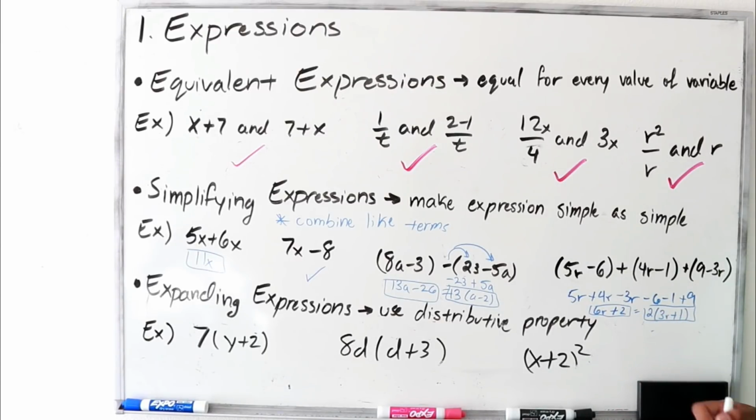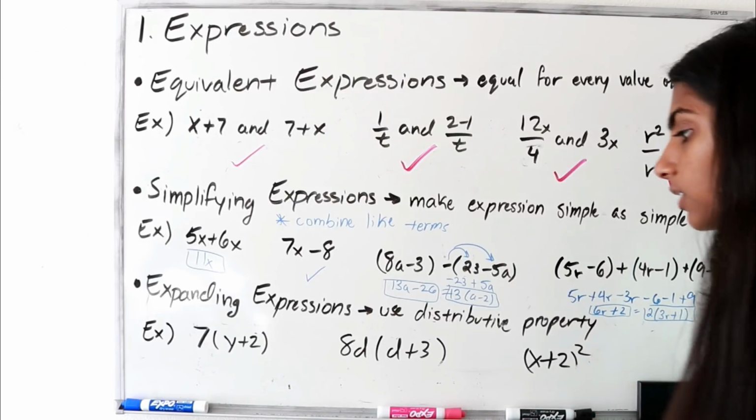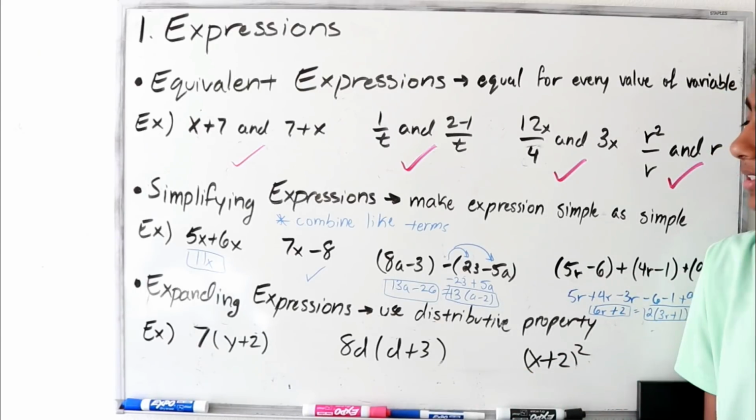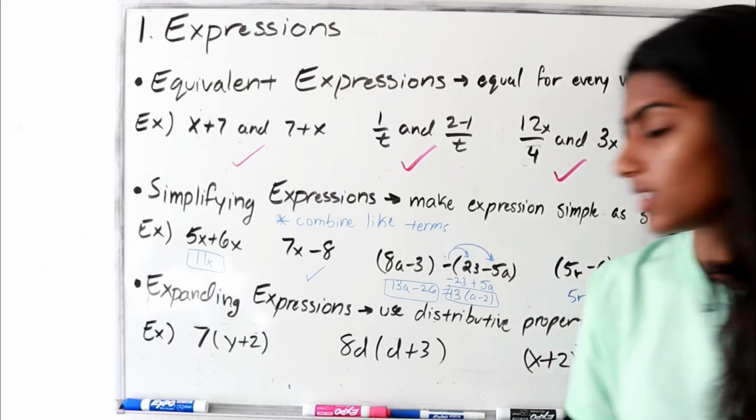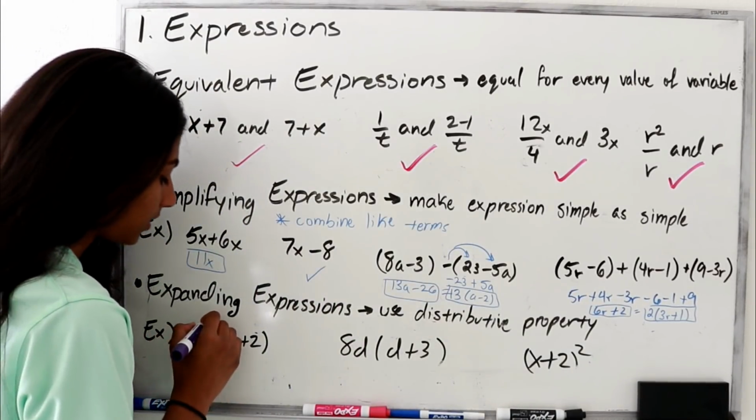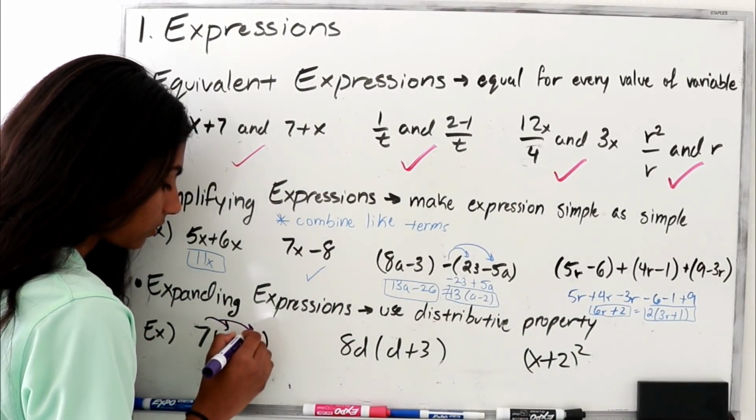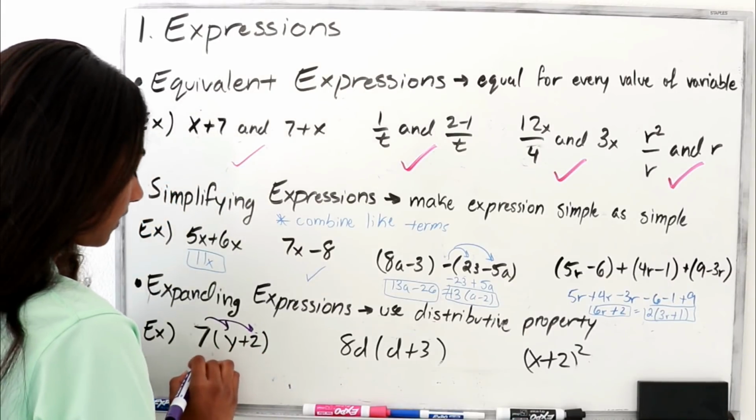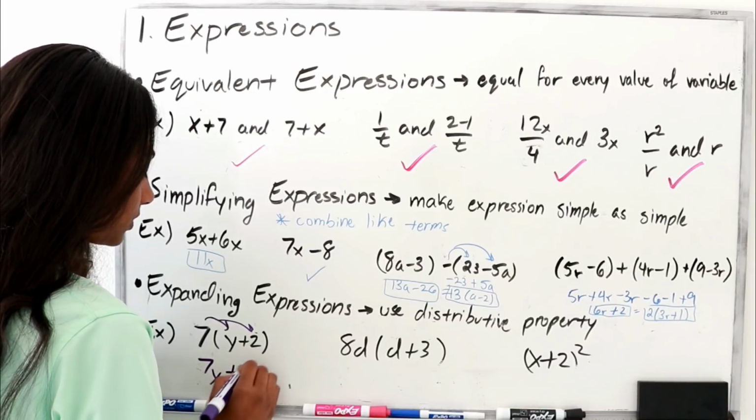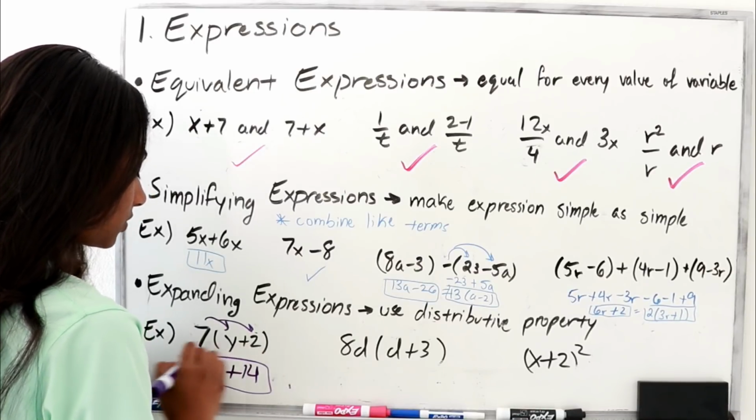Now let's look at expanding expressions. So when you expand expressions, you're trying to make the expression bigger. And to do that, you want to use the distributive property. 7 times (y plus 2). So, first thing you want to do is distribute the 7 to the y and to the plus 2. So that's 7 times y, and then 7 times positive 2, which is going to be plus 14. And that is our expanded expression.